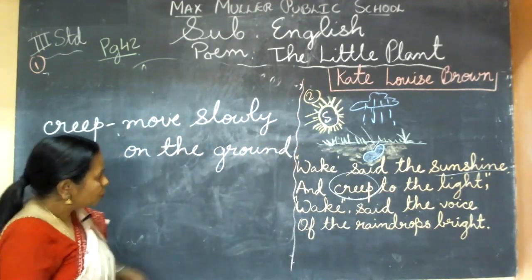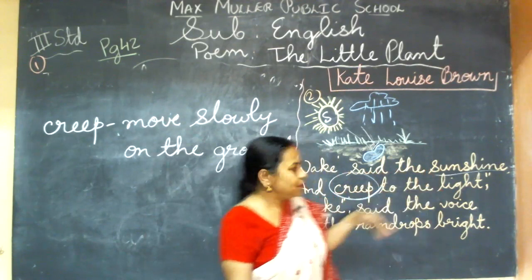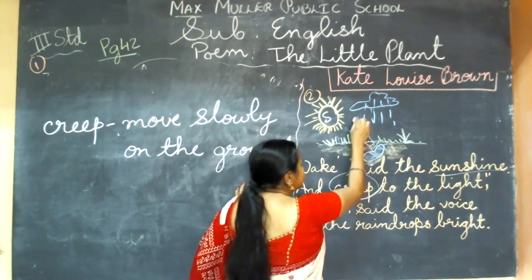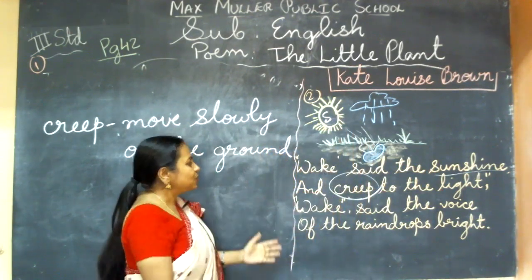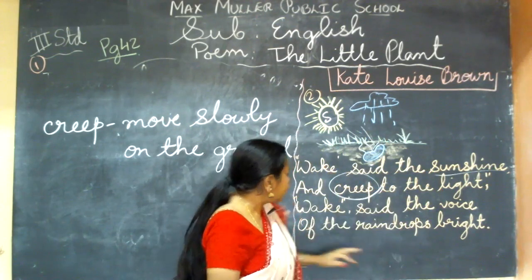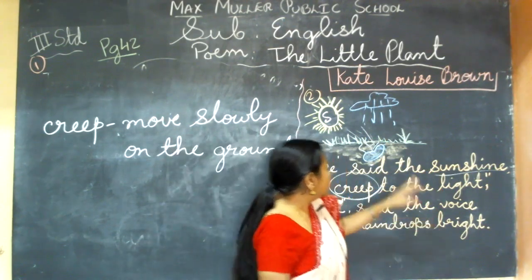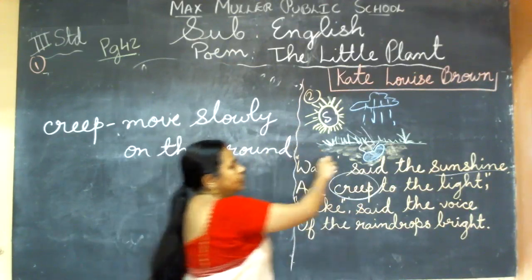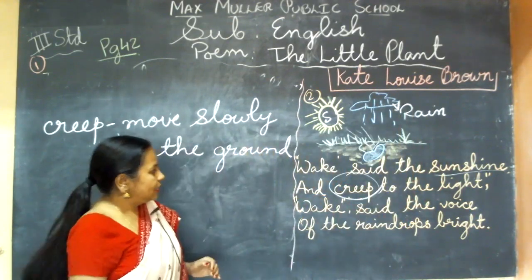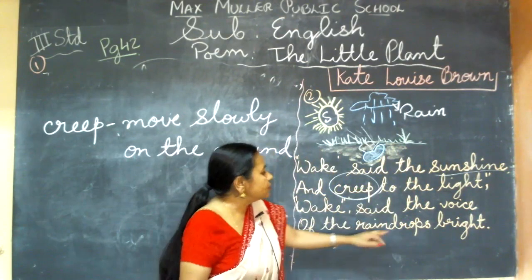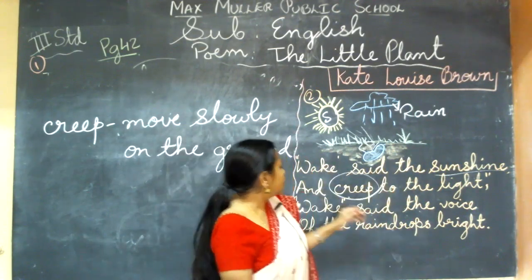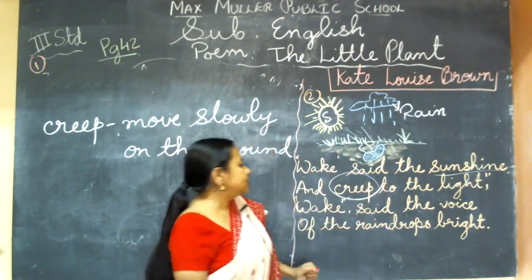Okay? So, wake, said the sunshine, and creep to the light. Sun is telling you, creep to the light. Just come out towards me. Then only the plant will grow. Now, next. One more time. Who is telling? Now, the rain is telling. Wake, said the voice of the raindrops. Bright. So now the sun is also calling. The rain is also calling for the baby plant. Wake, get up, get up, said the voice of the raindrops. Bright. So, one more time. Wake, said the sunshine, and creep to the light. Wake, said the voice of the raindrops, bright.